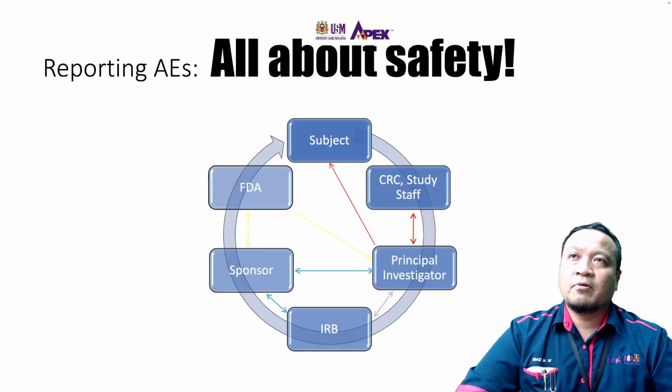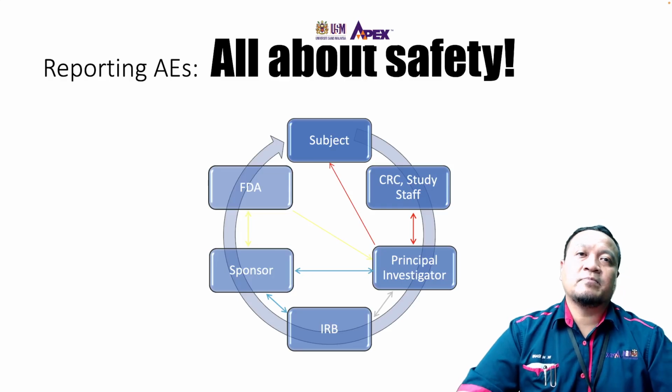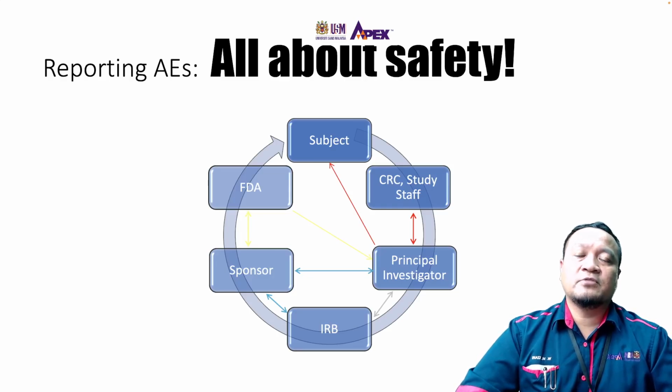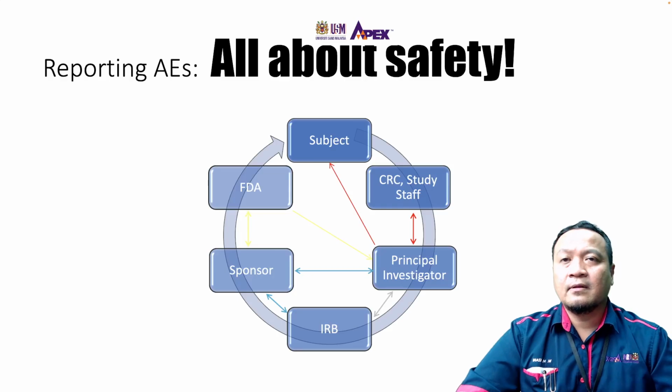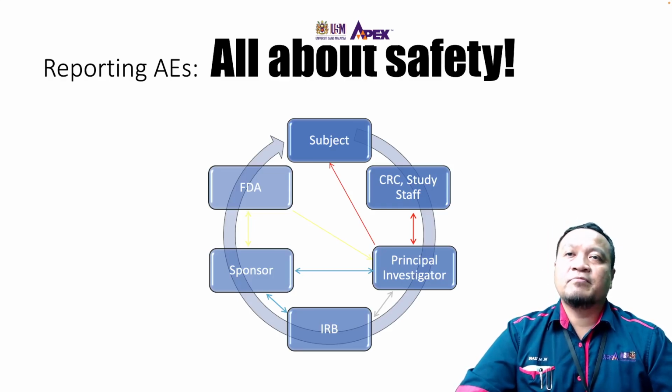So in short, reporting AEs is all about the safety of subjects. The responsibility is on the principal investigator to make sure that the subject is safe. The principal investigator is responsible to inform the sponsor of all the AEs, and then document them and report to the ethics committee, the independent review board.